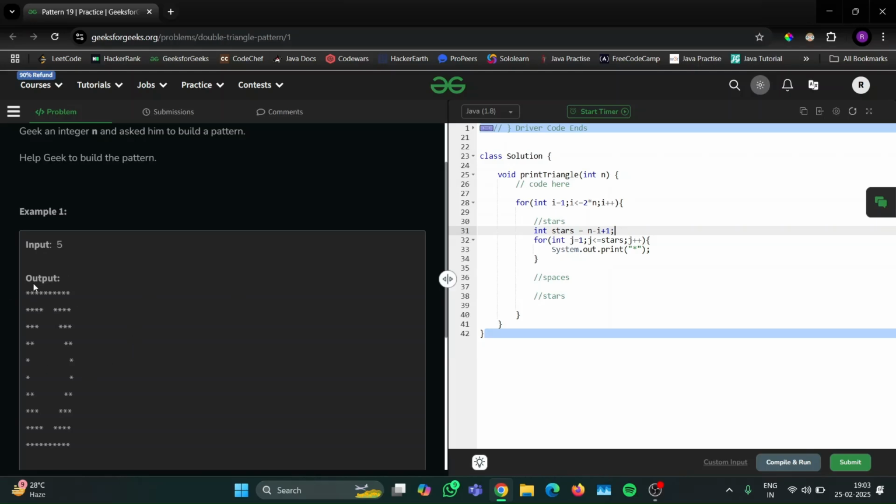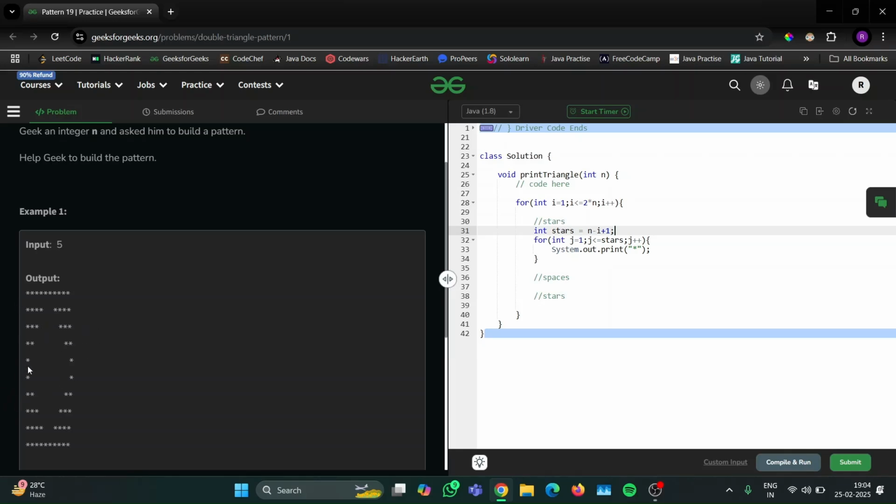Let's dry run and check if it's correct. For I is equal to 1, n is fixed at 5. 5 minus I is 5 minus 1 is equal to 4. 4 plus 1, 5. 5 stars, it printed. For I is equal to 2, 5 minus 2 is equal to 3. 3 plus 1, 4 stars, it prints. For I is equal to 3, n minus I, 5 minus 3, 2 plus 1, 3 stars, it prints. The formula for the first half is correct.